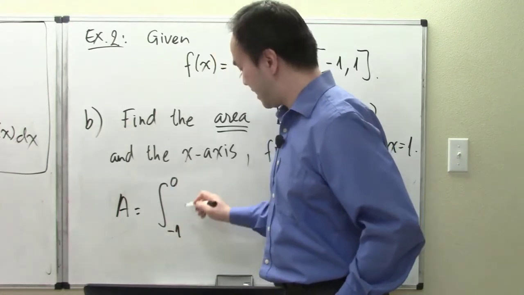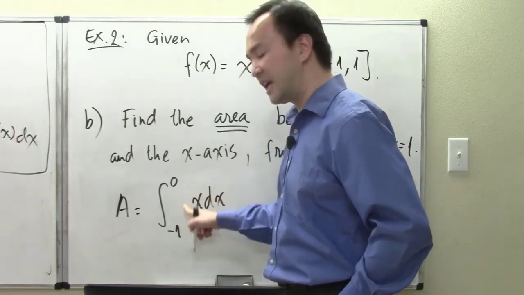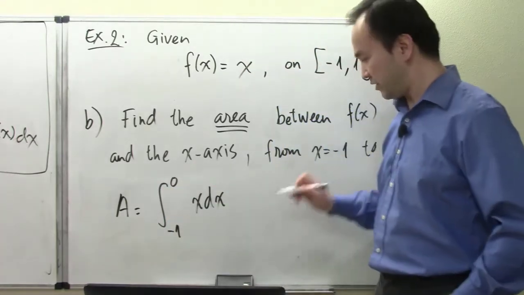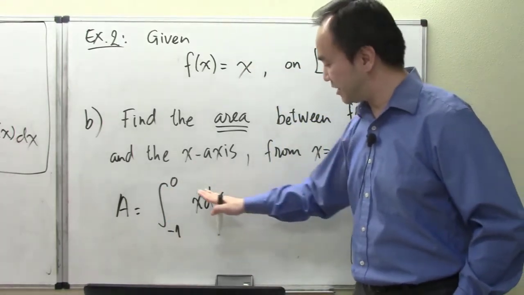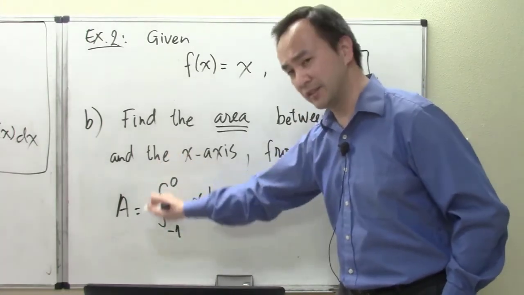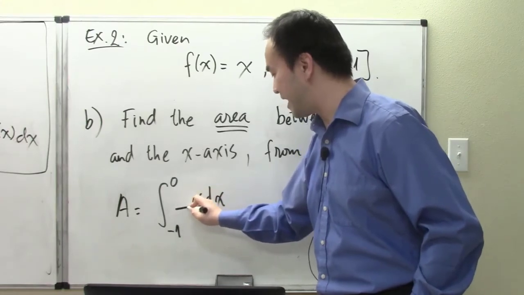But if we do it simply like this, it's going to give us a negative answer. You can verify that. But the trick here is that we want that area to be positive. And so I'm just going to put a negative sign on that.